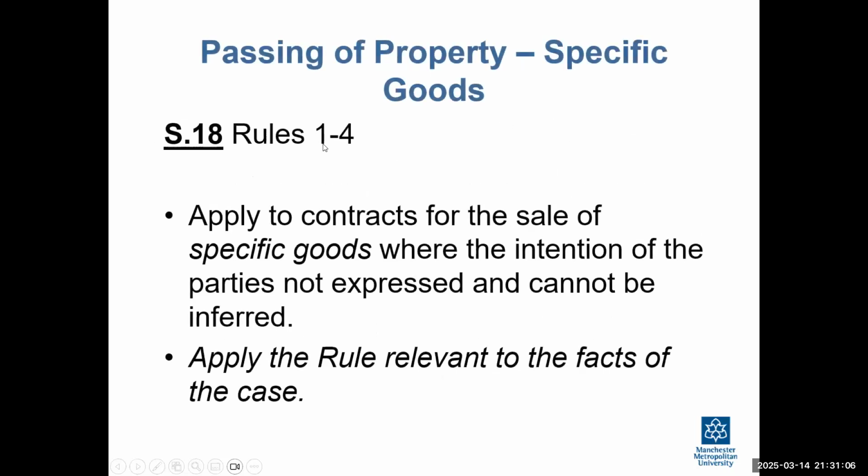And you will have to do that. You have to apply these rules. I don't want to give you a certain way of answering it, but you will. It's easy. Lots of students get the first two right. So you're going to apply this to the contract for the sale of specific goods where the intention of the parties is not expressed and cannot be inferred. So when we're not clear about what the parties have agreed on, we'll go to this.